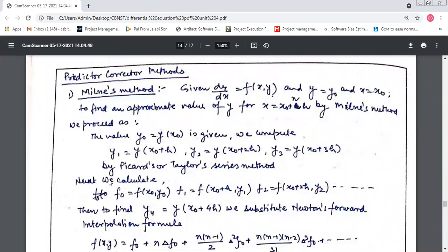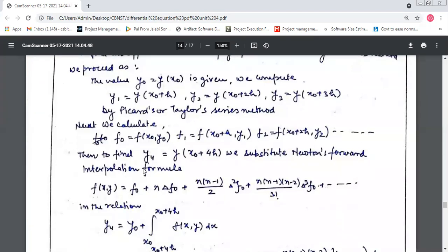Now, by using Picard's or the Taylor series method, we calculate the value of f0, that is equal to f(x0, y0). Whenever we put x is equal to x0, y is equal to y0, we will be getting the dy by dx. That dy by dx is known as f0. Similarly, f1 can be calculated as f(x0 plus h, y1). f2 can be calculated as f(x0 plus 2h, y2), like this.